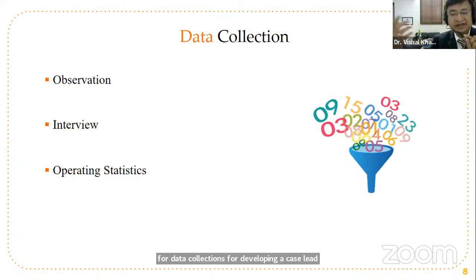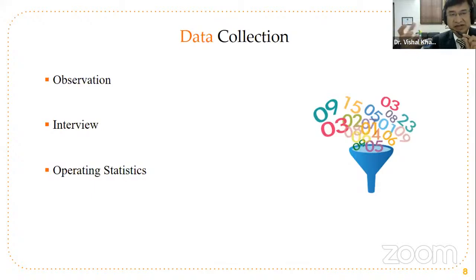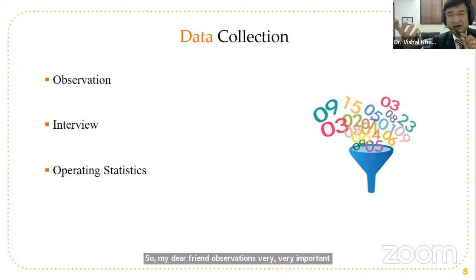To begin with, the case writer should be able to observe the process, being labeled as a management spy. So my dear friends, observation is a very, very important technique. When I observed that Patanjali has given very good competition to Procter and Gamble.